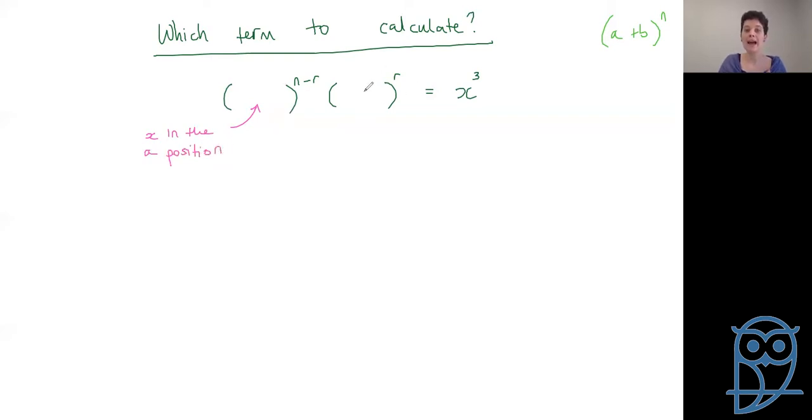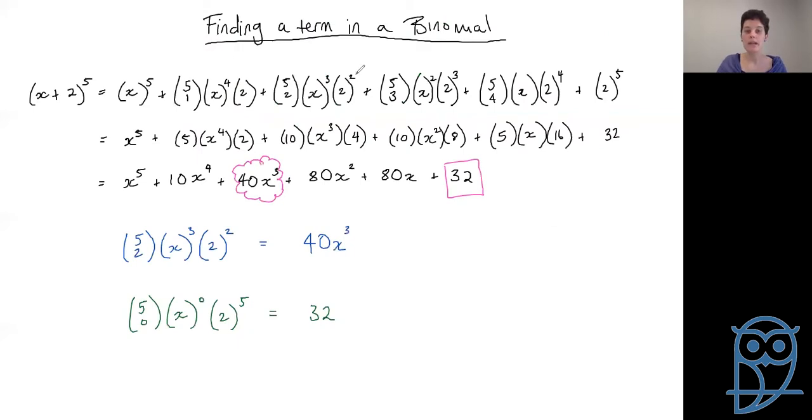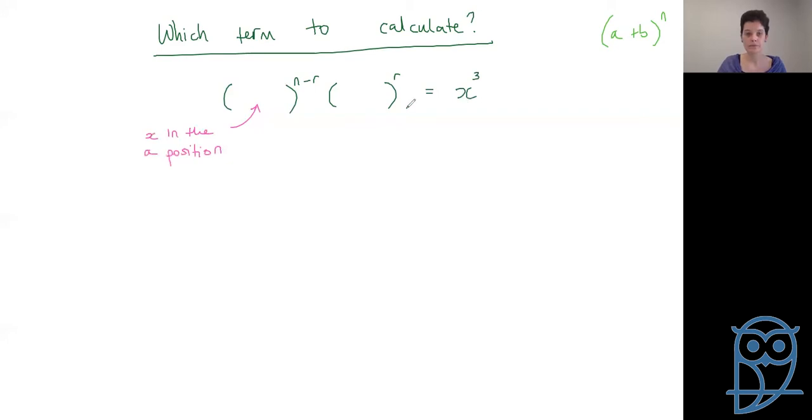Same thing with here. If we had an x here, whenever we did any of these calculations, if there was an x or x squared or x to the minus 1, it would always be raised to the power r. So this is x in the b position. And if we take those exponents, we're not going to worry about the numbers that are associated in this case. We're just looking at which term to calculate. So we're just looking at the x's and their exponents.